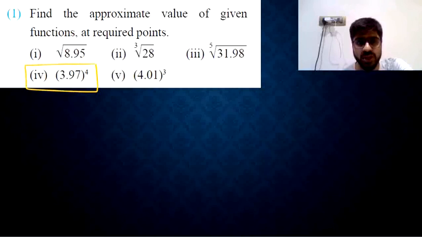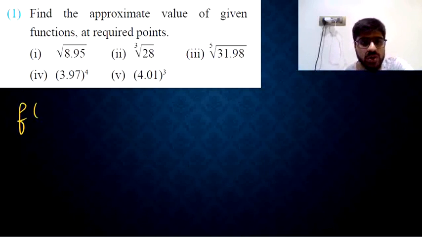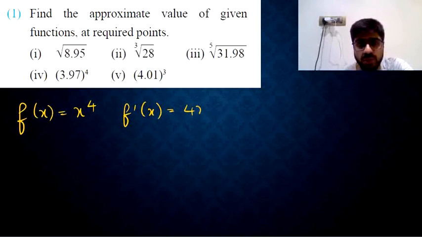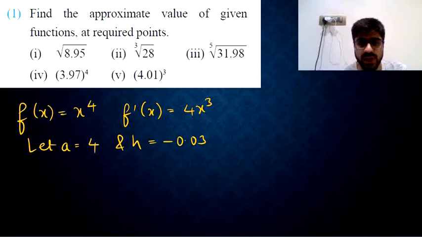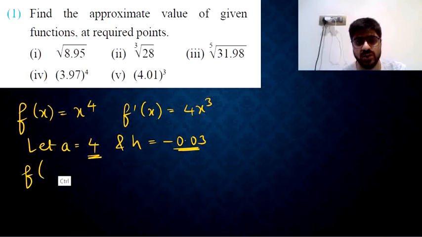Going ahead with the fourth question, we have the fourth power of 3.97. So here it's very clear, we take f of x as x power 4. And f dash x is going to be 4x cube. So we take a as 4, because 4 is the nearest number we know, and 4 power 4 can be easily calculated. And we will say h, let that be minus 0.03. So f of a plus h, that will be f of 4 minus 0.03, that is f of 3.97.